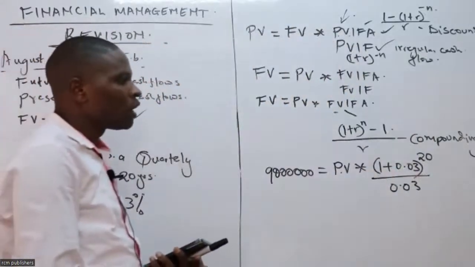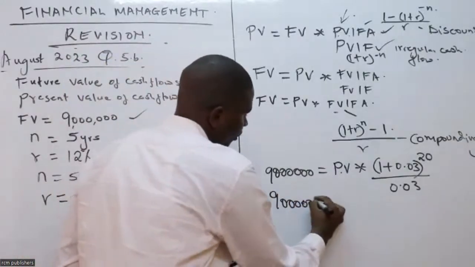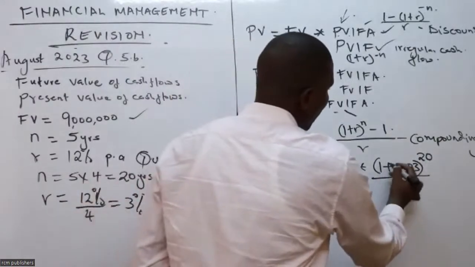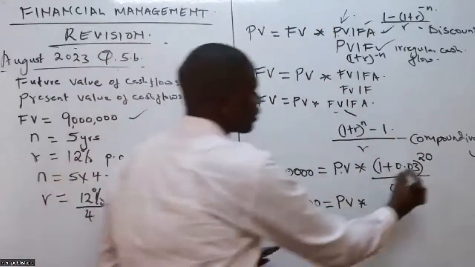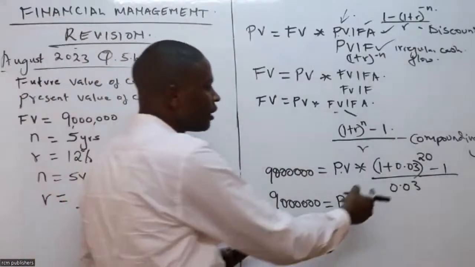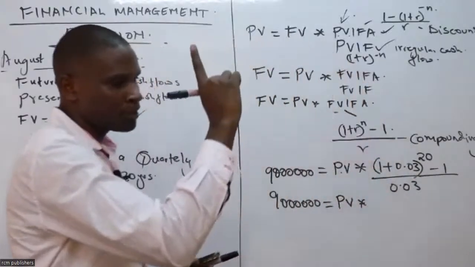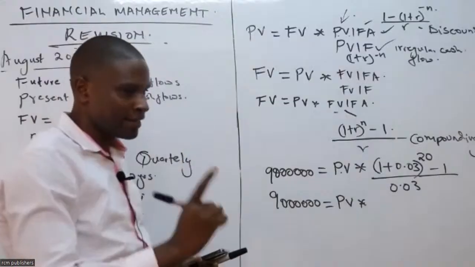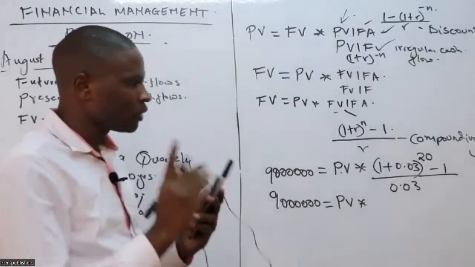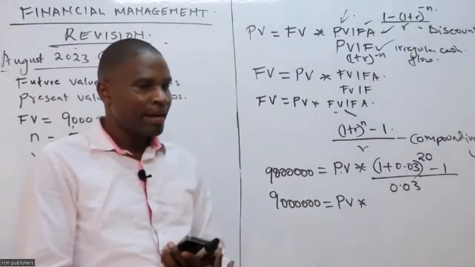Wow. Now, with that, I'm good to go. 9 million is equal to present value times, can somebody give me 1.03 raised to 20, minus 1. Oh, hiyo ningesahau, ingeturamba kabisa. So somebody to give me 1.03 raised to 20. Please don't put a negative. 1.03 raised to 20 unapata nini? Nataka tuende step by step hapa. Hapa tunaweza changa. Aha.